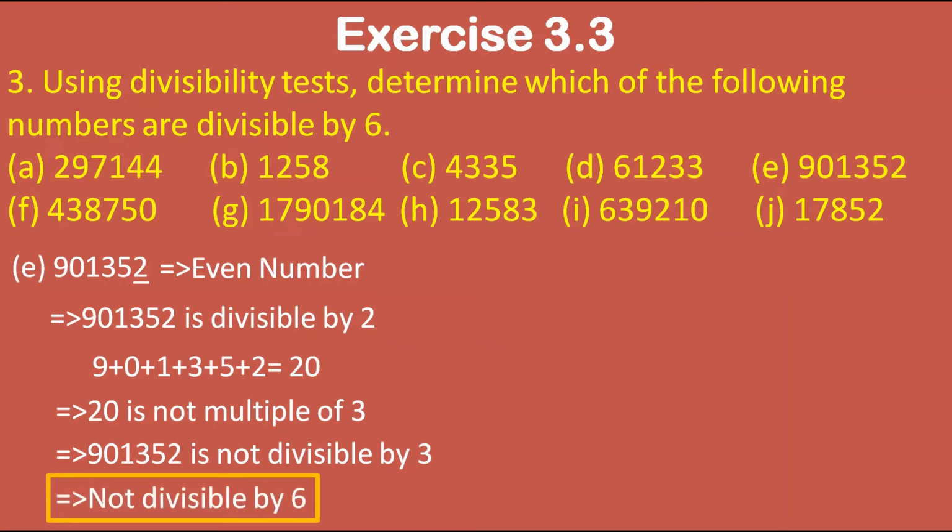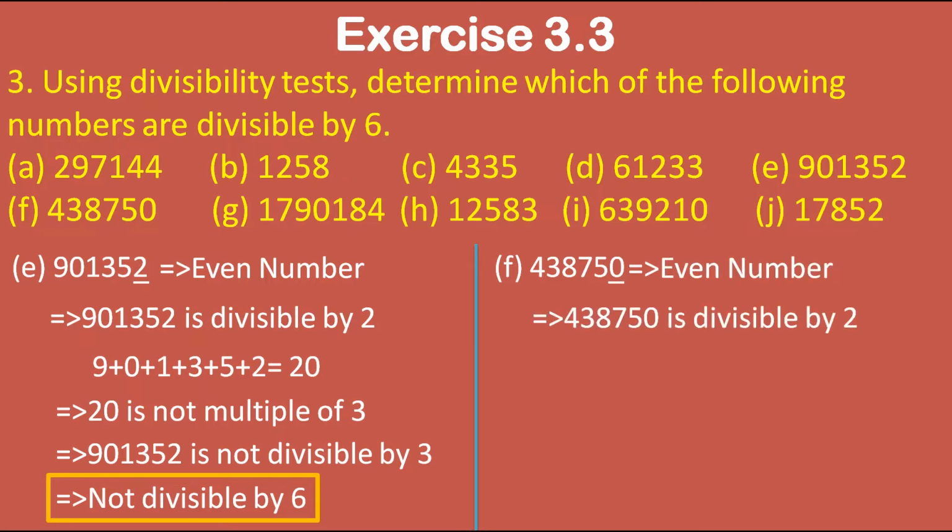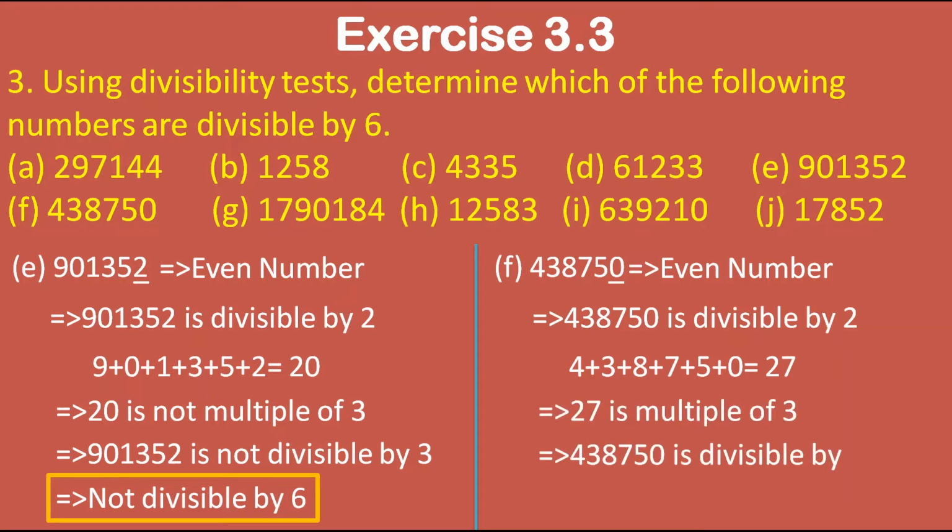Now let's move to the next one, that is 4,38,715. As here we have 0 on its unit place, the number is an even number. Therefore the number is divisible by 2. Now for 3 we have to add the digits. We are getting the sum as 27, and 27 is a multiple of 3. Therefore it is divisible by 3. As it is divisible by both 2 and 3, the number is divisible by 6.